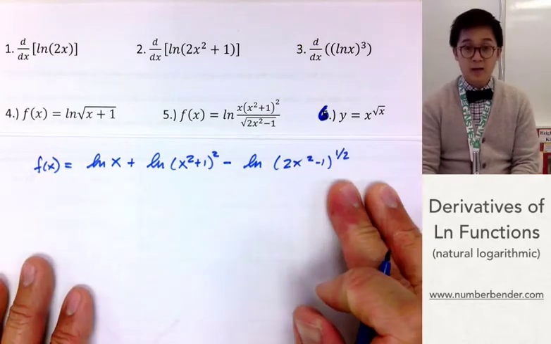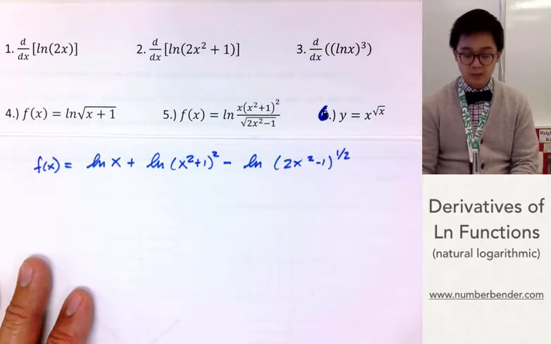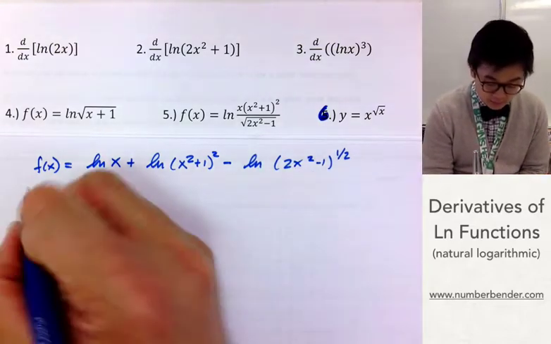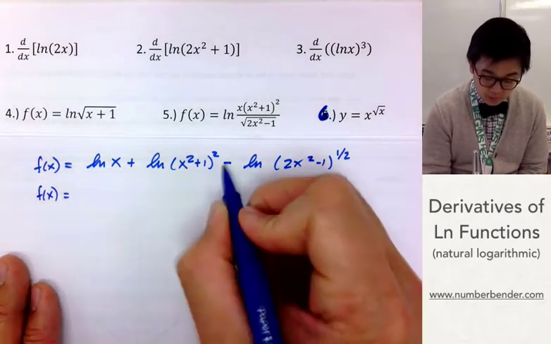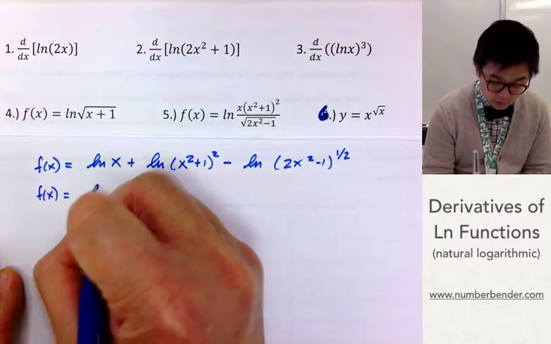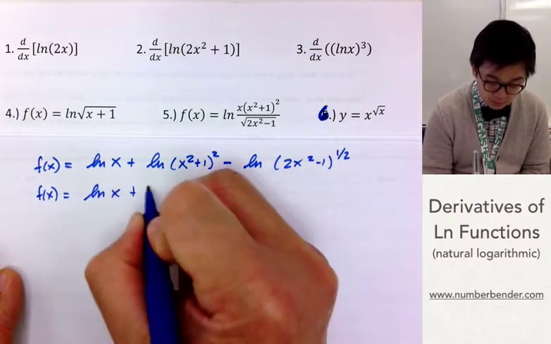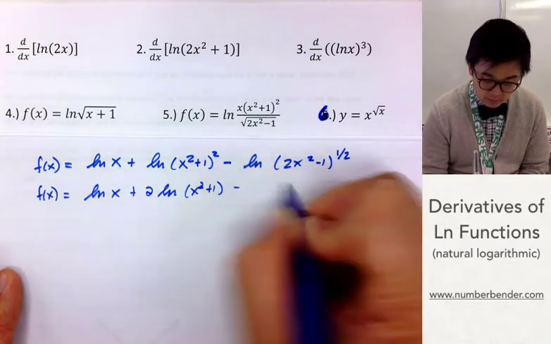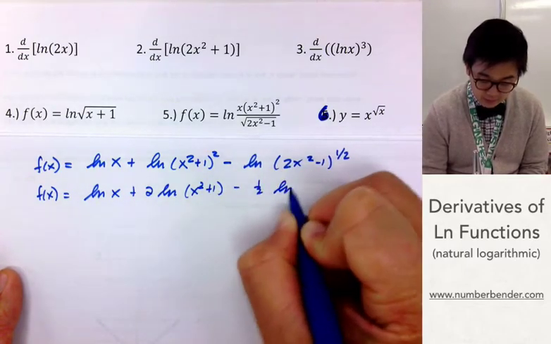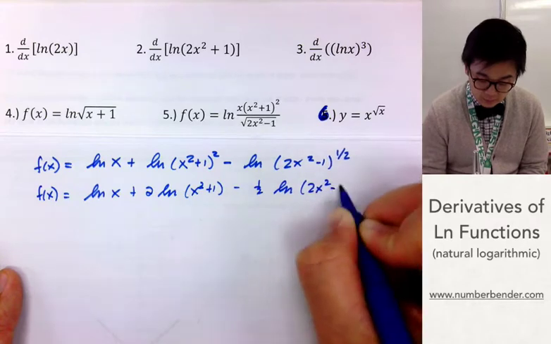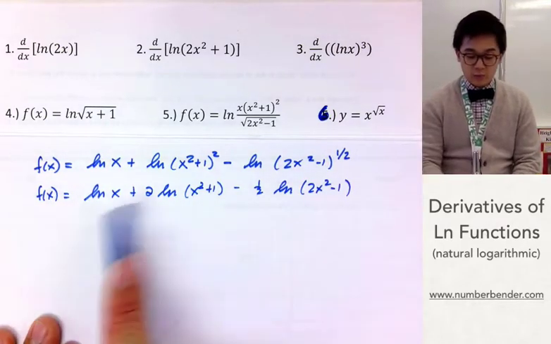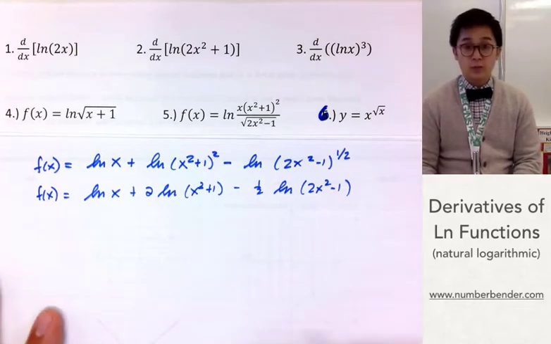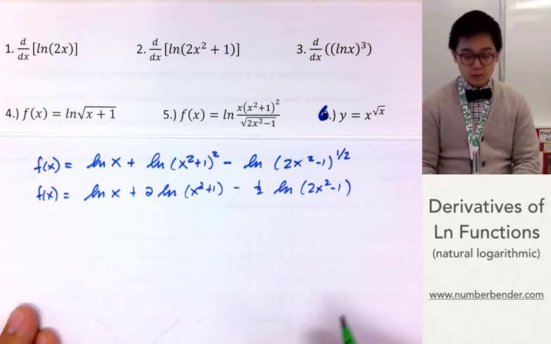So this is how we expand using the product property and the quotient property of logarithm, but we can simplify this further by using the power property. So we have ln x plus 2 ln of x squared plus 1 minus 1/2 ln of 2x squared minus 1. And now we have 3 different sets of terms or functions that we can differentiate using the derivative rule for logarithm.